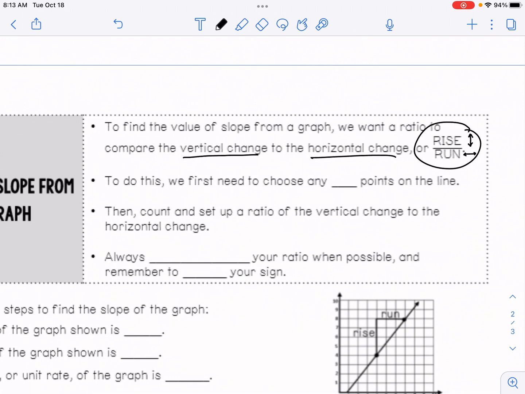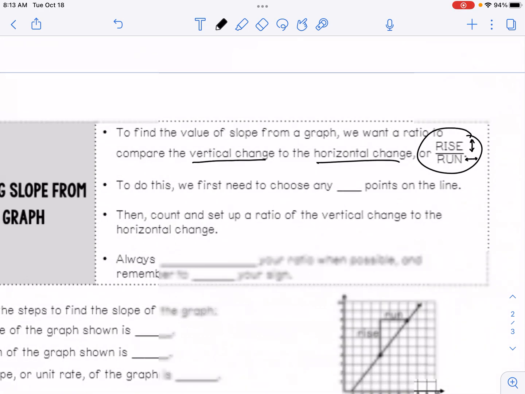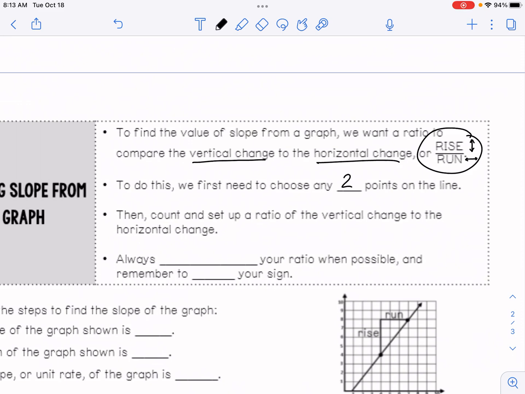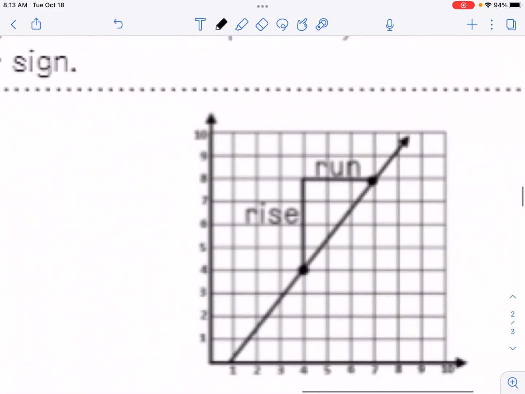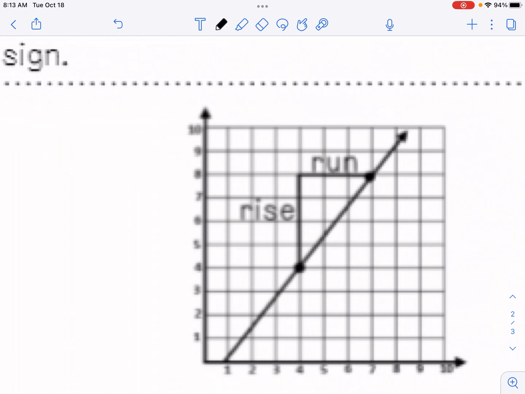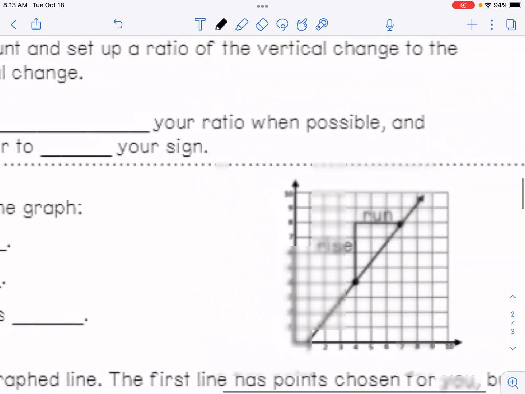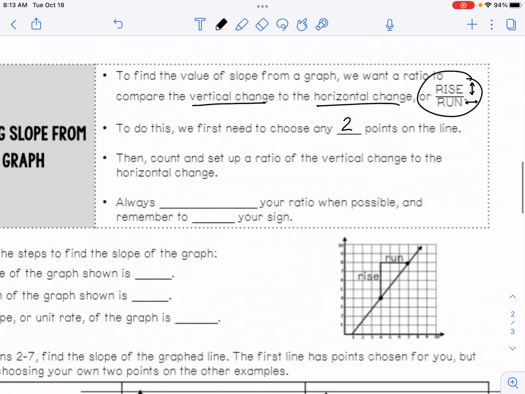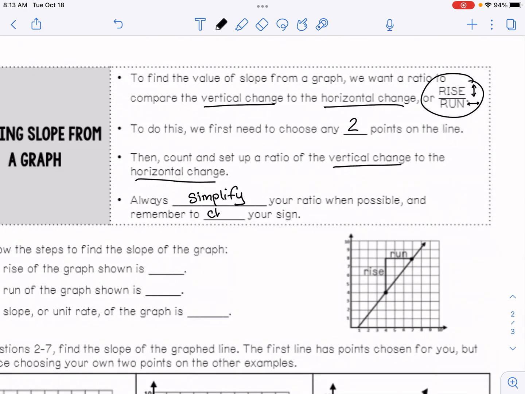Okay. So to do this, you need to choose any two good points that are on the line. So when we talk about good points, we're talking about, if you look at the grid, they're composed of a bunch of squares, corners of the squares, or any two intersecting vertical and horizontal lines to help us with that. Okay. So then what you count is you count and set a ratio of the vertical change over the horizontal change. And always simplify. So simplify, you find a common factor that can go into both numbers.